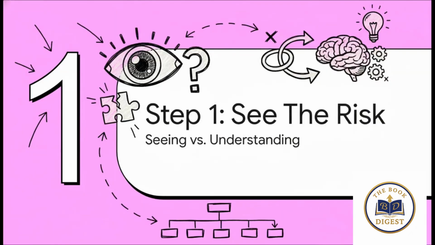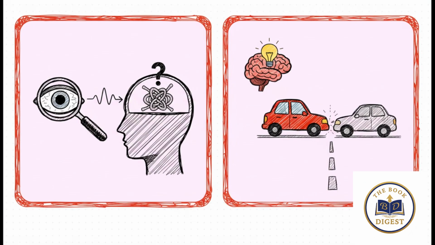All right, let's dive into Section 1. The first crucial step is all about recognizing the difference between just seeing a risk and truly understanding it. And believe me, they are not the same thing at all. The book illustrates this perfectly with two examples. On one hand, you have seeing without understanding. Think about the early COVID response. We all saw a new virus, but we totally misunderstood how it spread through the air.